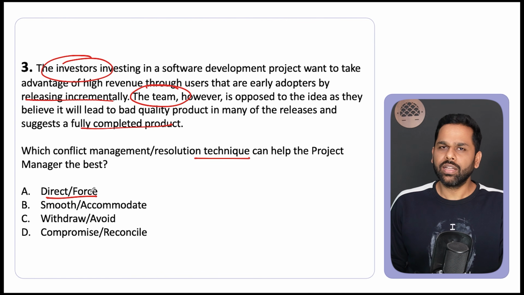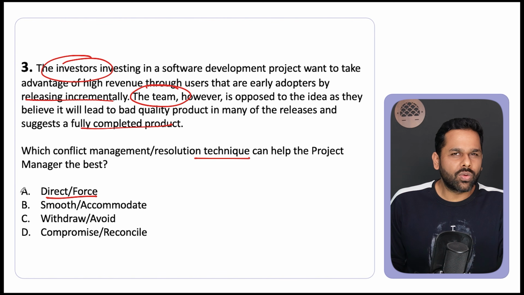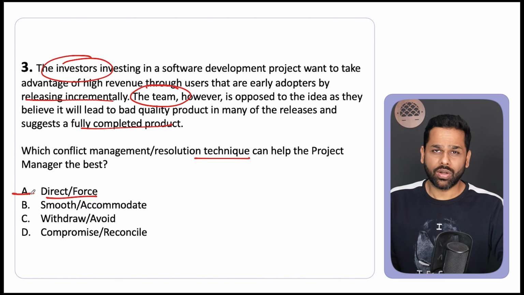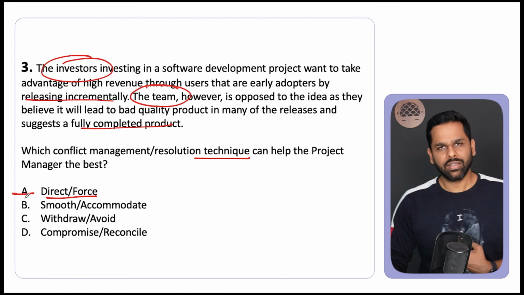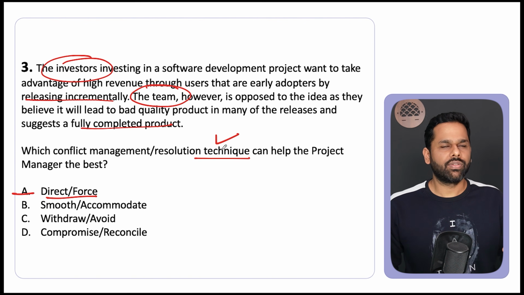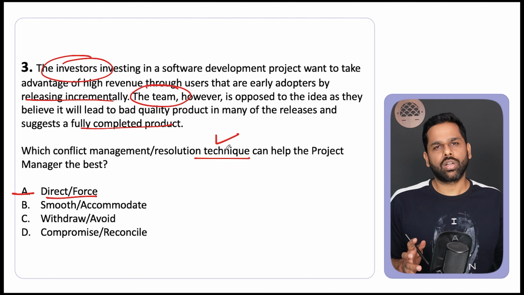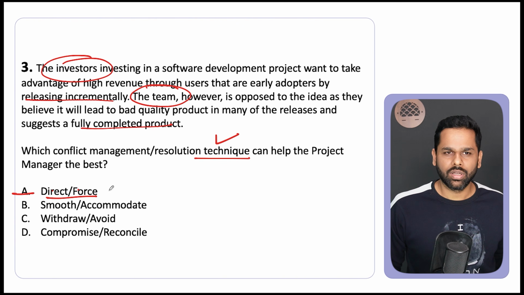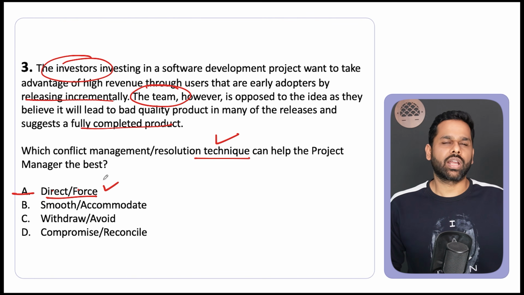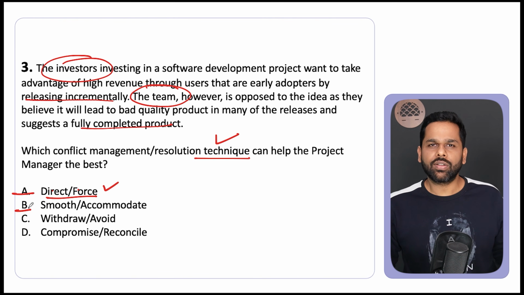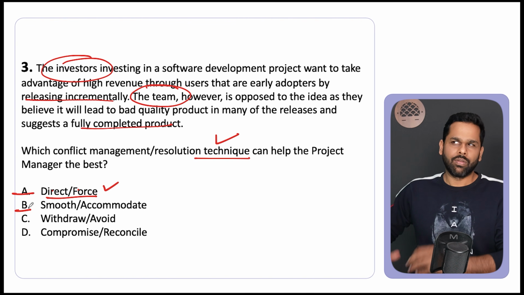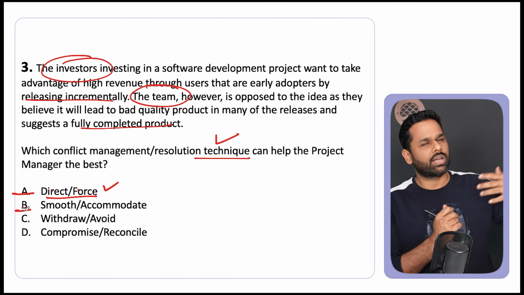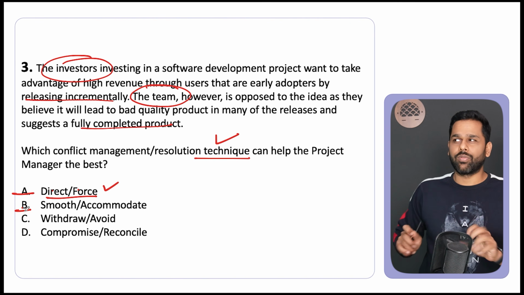Can we direct and force directly? No. So it does not look good. If you think that this might also be true considering other choices, then you can keep it, you cannot eliminate it. Otherwise, from my understanding, the technique that we will use should talk about both the parties rather than just one party. So direct and smooth, we'll say, okay, we'll go with this technique, not anything else. Smooth and accommodate would talk about, okay, I give up my opinion, we'll go with somebody else's. That also cannot be applied here. The team is saying that I give up, whatever the investor is saying is fine, or the investor is saying that I give up, whatever the team is saying is fine.